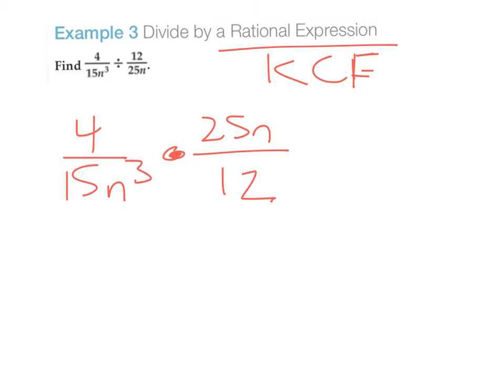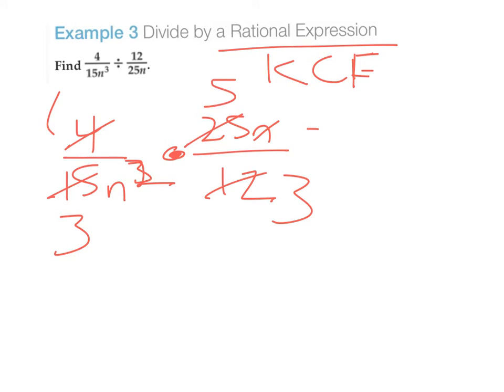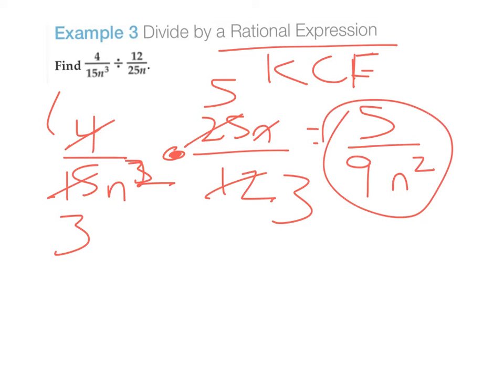My n cancels with one of the n's, so I have an n squared now. 4 cancels, makes this a 3. 5 goes in this 3 times, and 5 goes in this 5. And so now when I do my multiplication, 1 times 5 is 5, and then 3 times 3 is 9, and we have 2 n's left over, and so there's my answer.